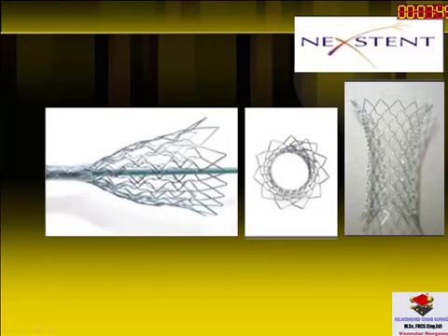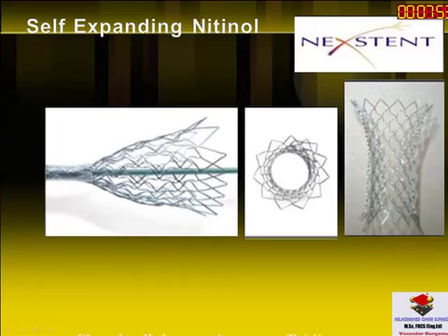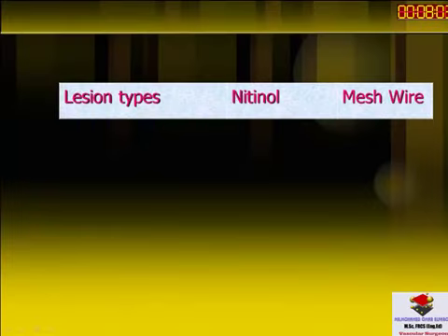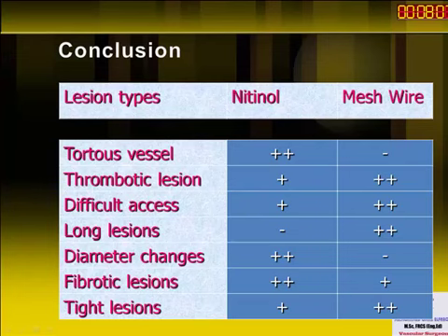Again, the next stent, which has a closed cell design and distal flare on each side, is a self-expandable Nitinol stent, and it has very good lesion scaffolding. Now I put here, as a conclusion of this lecture, the lesion type and whether it is better with Nitinol or better with mesh wire. Remember, if you have a tortuous vessel, you're better off with Nitinol. If you have a long lesion, you're better with mesh wire. If the diameter changes, you are better with Nitinol.